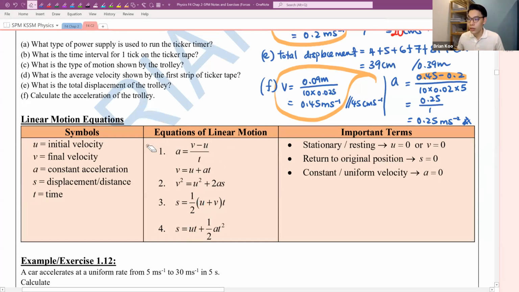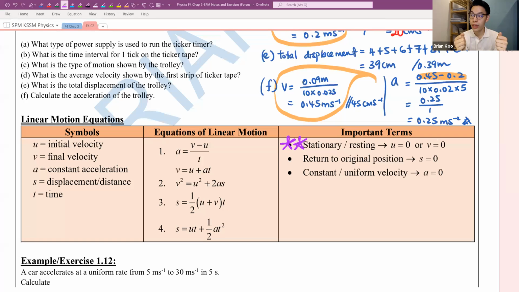Before I go on and explain this equation, there are some important terms that I need you to know. The most important one is probably the first one. You can put a star, double star on this. If they say stationary or resting, you see the word rest. Imagine you are sitting in a car, not moving. Will the speedometer move or will it stay at zero? Confirm stay at zero, right?